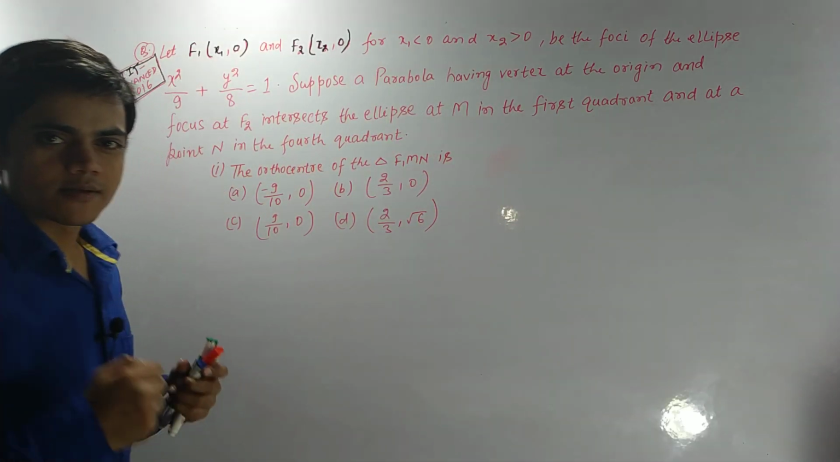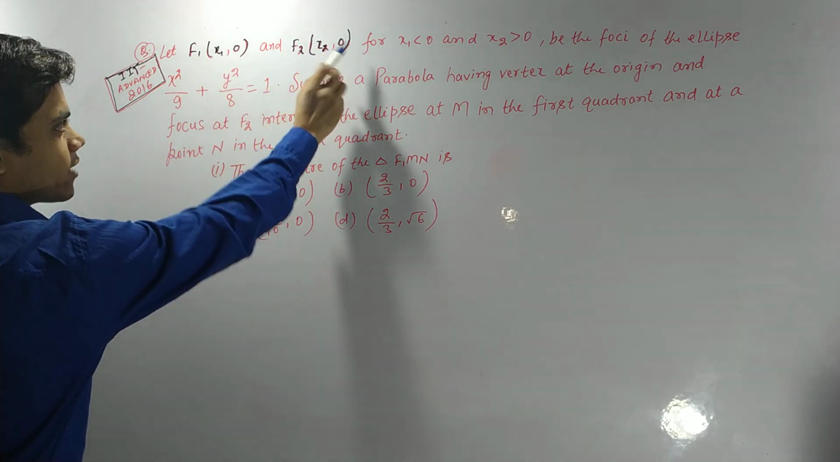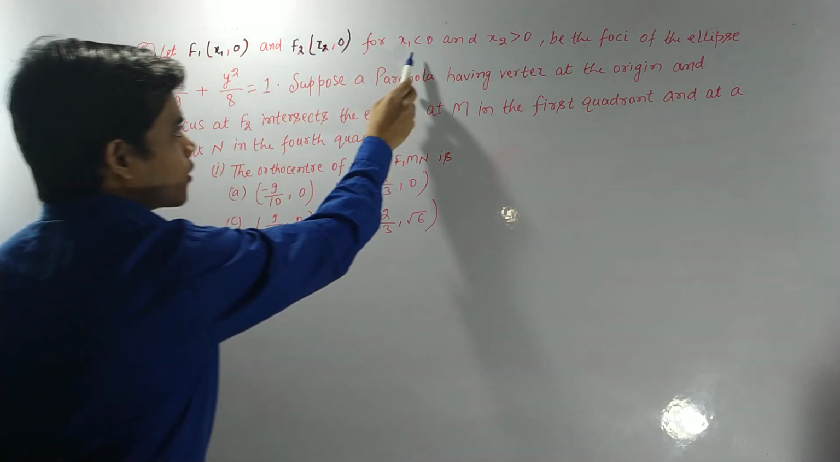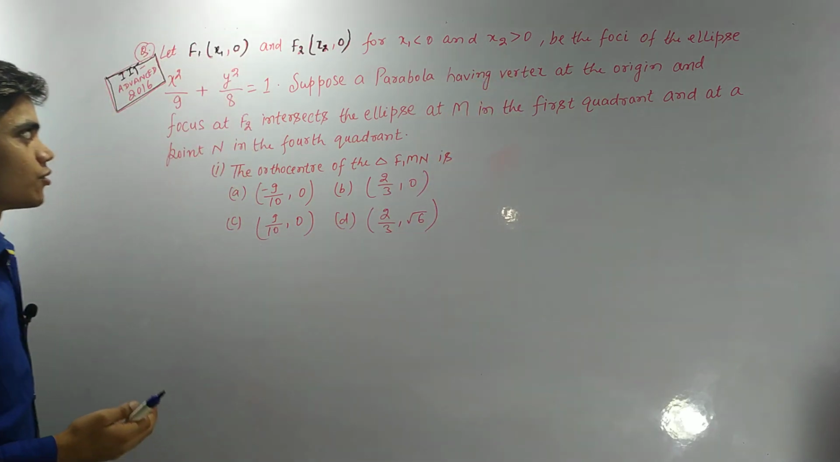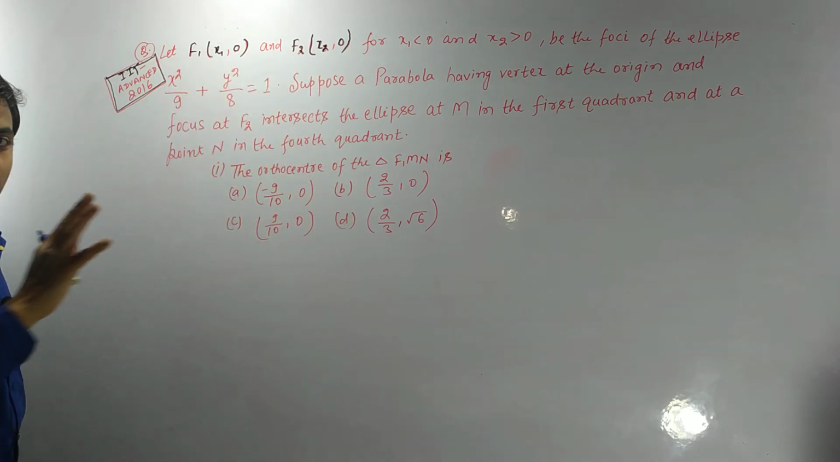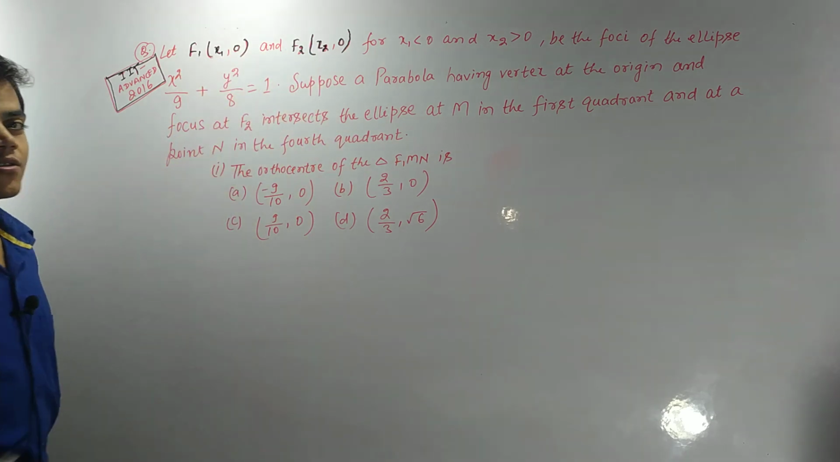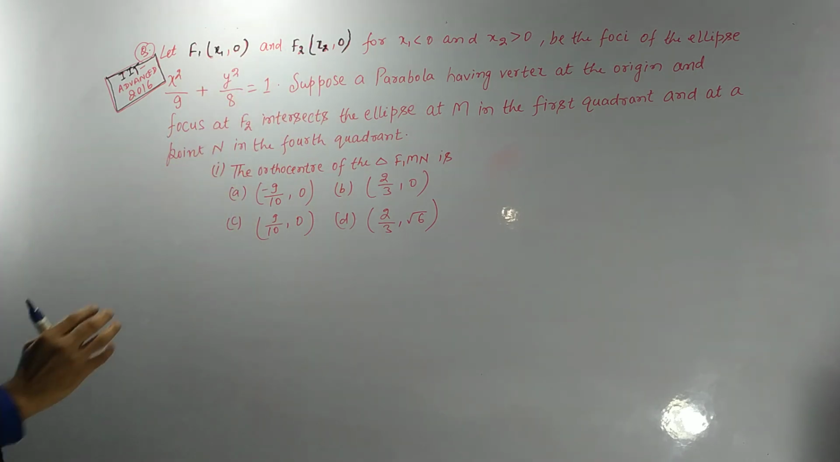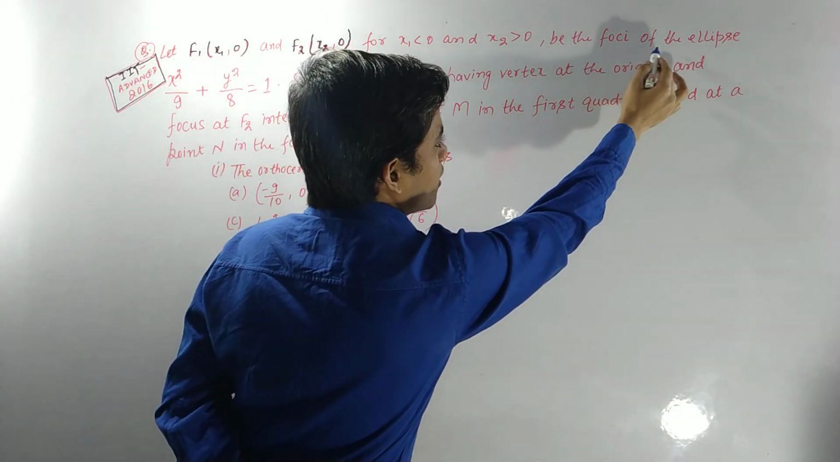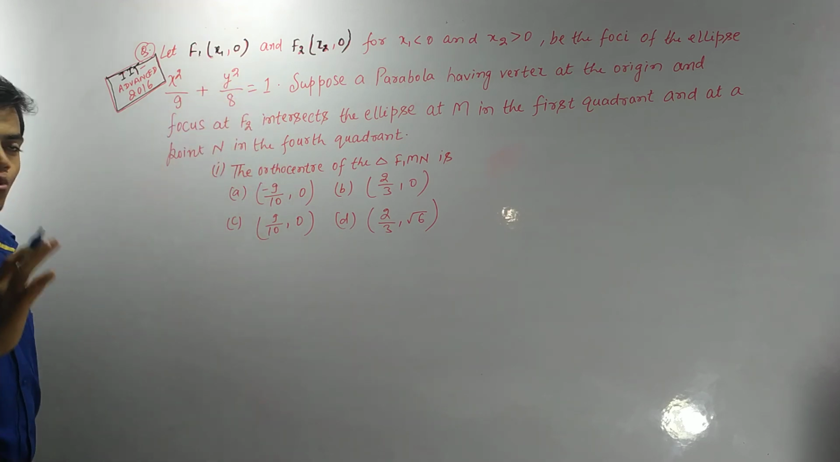So what the question is saying: let F1 (x1, 0) and F2 (x2, 0) for x1 less than 0 and x2 greater than 0. So there are two foci, focus F1 and focus F2, and their coordinates are x1, 0 and x2, 0. What does this imply? This implies the foci are on the x-axis as the y coordinate is 0, and they are the foci of the ellipse x squared upon 9 plus y squared upon 8 is equal to 1.